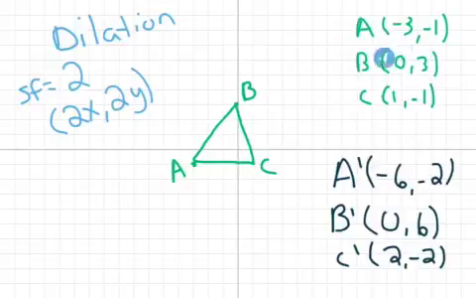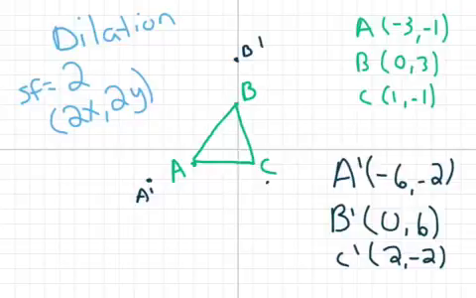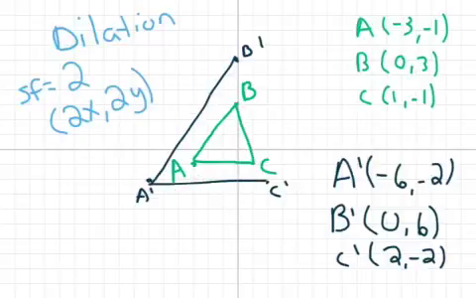Once I put my original ordered pairs down, and I multiplied every x and y value by 2, the only thing I have to do next is to plot it. So -6, -2 would be my A prime, which would be right here. Make sure you label it A prime. 0, 6 would be B prime, and C prime is 2, -2. And you would have something that looks like this.